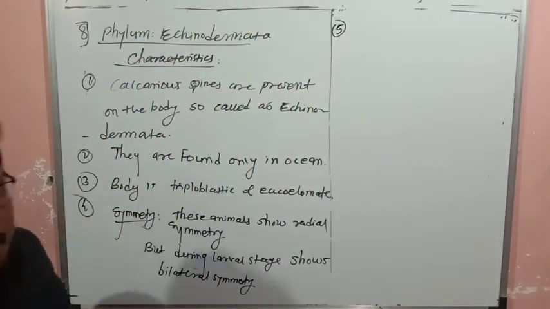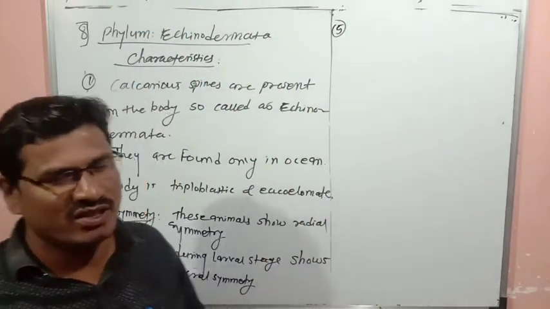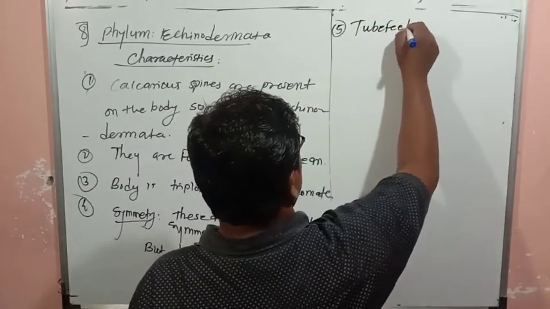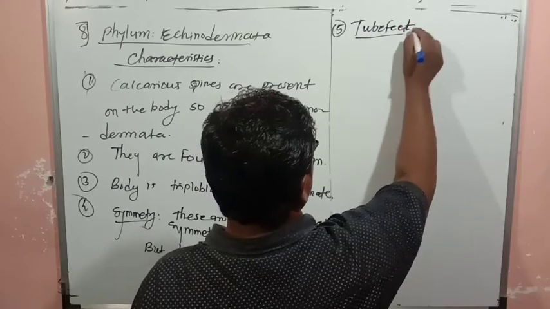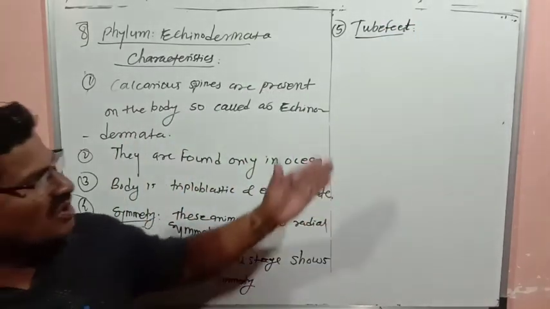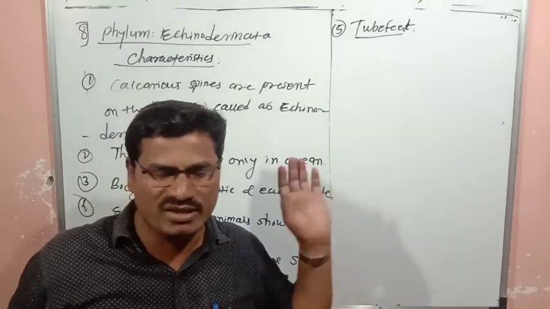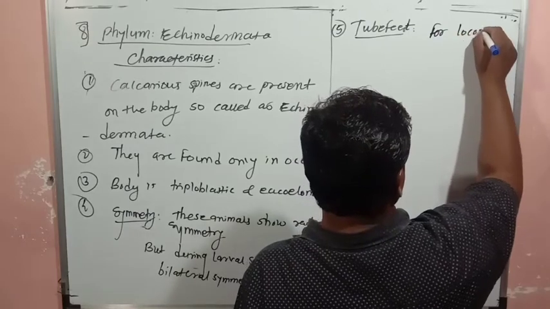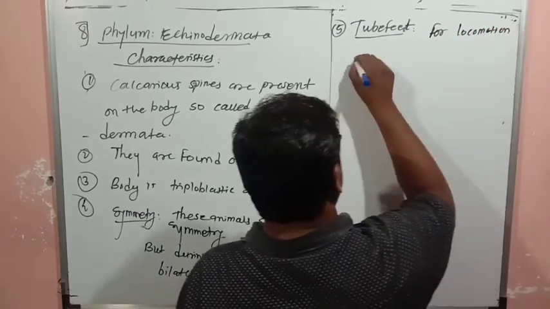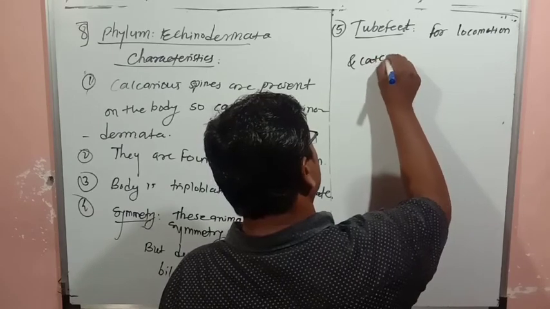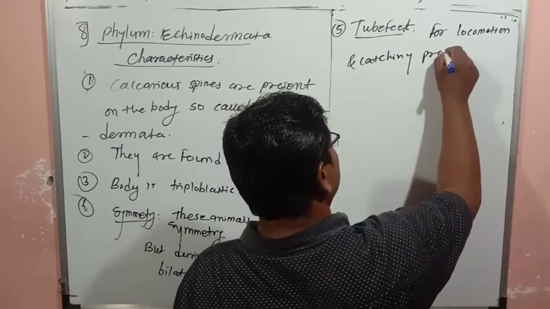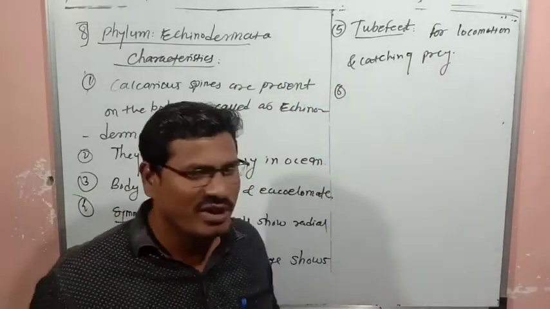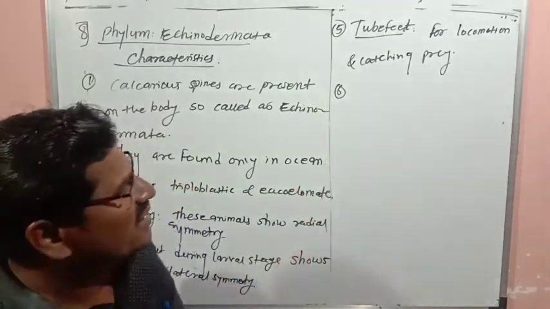Fifth point is tube feet. It is related to the tube feet. They have tube feet, but for what purpose are they used? Tube feet are used for locomotion and for catching prey. Locomotion and catching prey. Sixth point is that some animals are sedentary in nature.